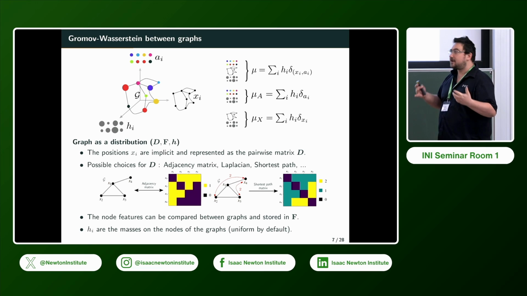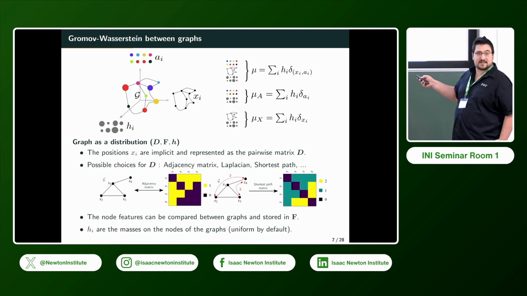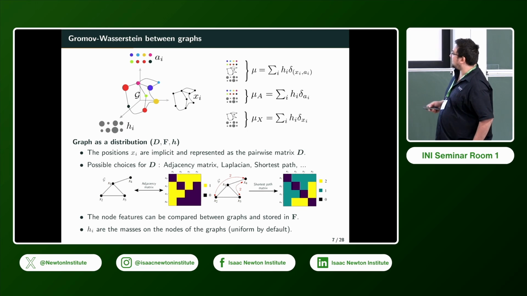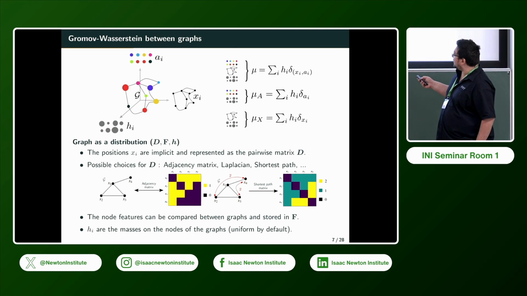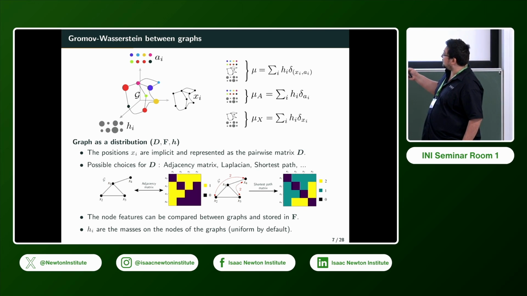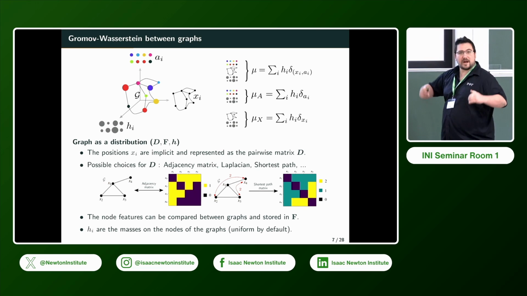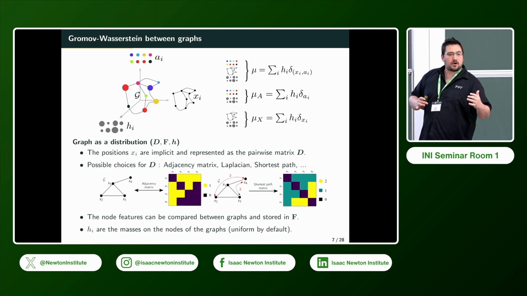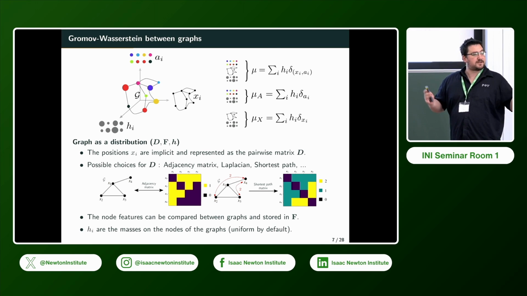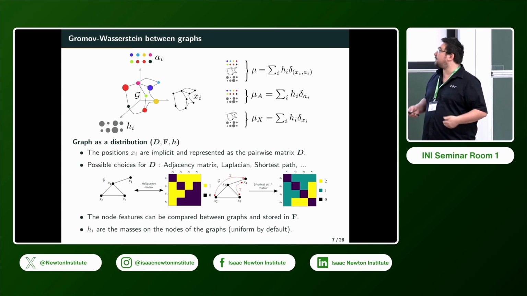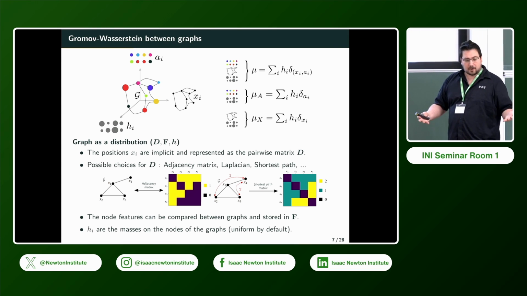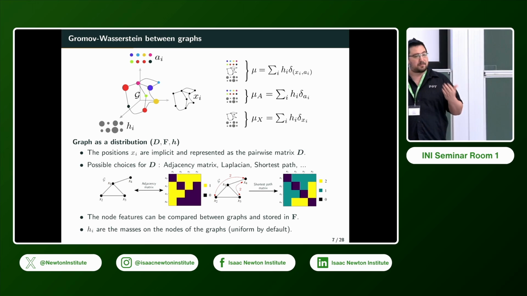So basically a graph is stored as a pairwise matrix D, the same one I'm using in the fused Gromov-Wasserstein. It can be adjacency, shortest path, or encode other types of structure. F contains the labels, the features on the nodes, and H the weights of the nodes. When you don't know, usually you use uniform weights, or normalized degrees, or if you have complementary information, you can put it here. This is how we represent the graph, and now we can do optimal transport between those two graphs, and then we get a plan.